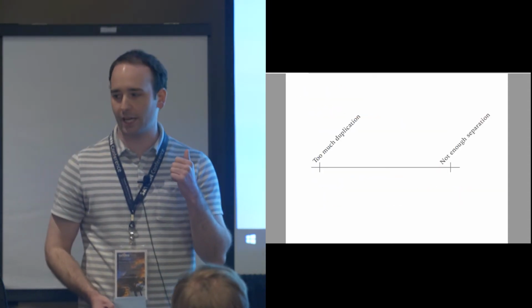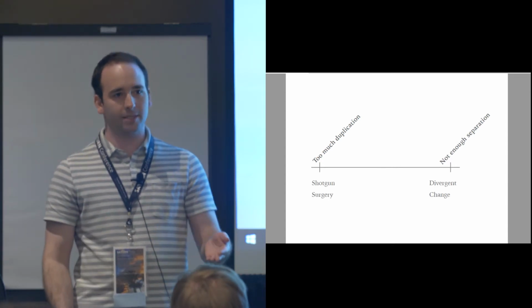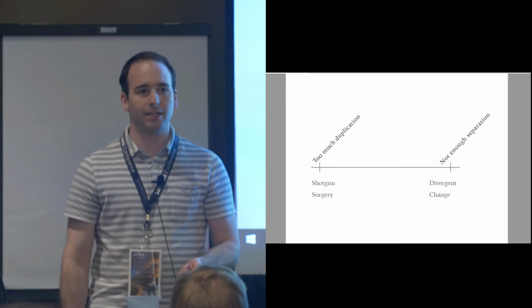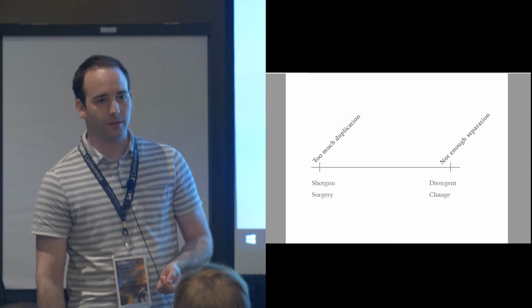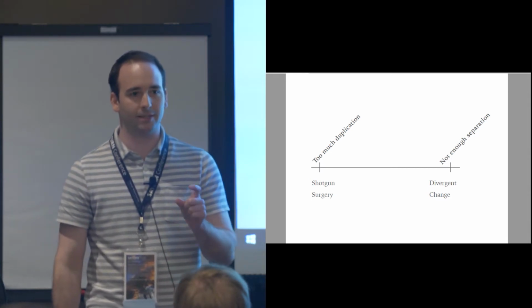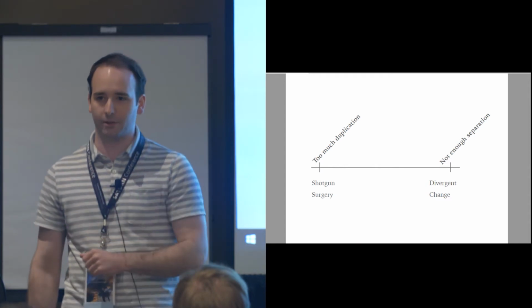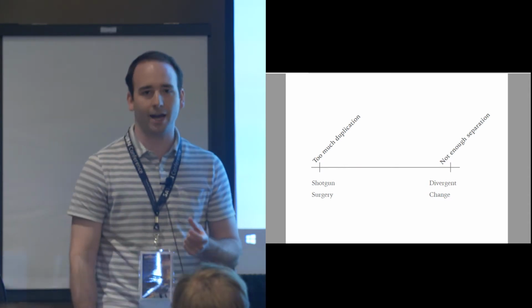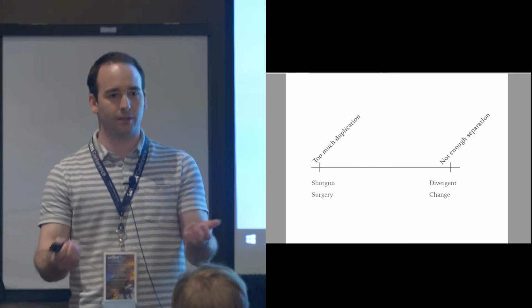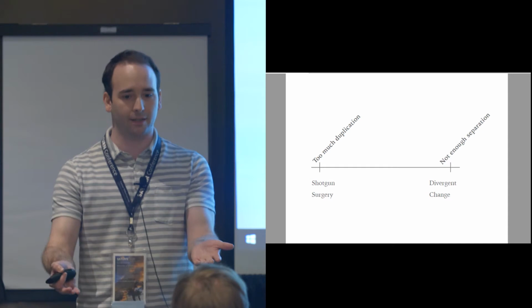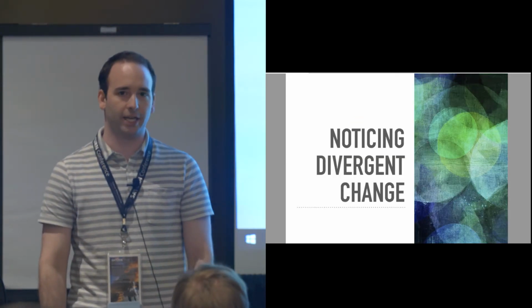This is divergent change. And these things live on a continuum. On one side, we have shotgun surgery telling us that we have too much duplication in our system. This is the very reason the DRY principle exists. But if you overzealously apply it, you miss the other end of the spectrum, which is about not having enough separation in your code. You need to allow yourself to change the things you want to change independently. So that's noticing divergent change.